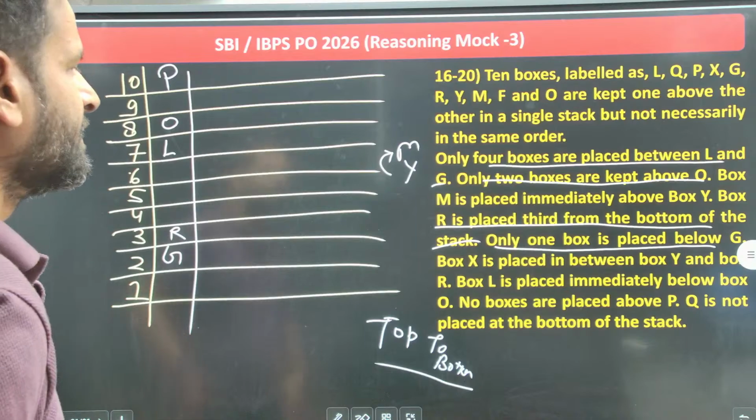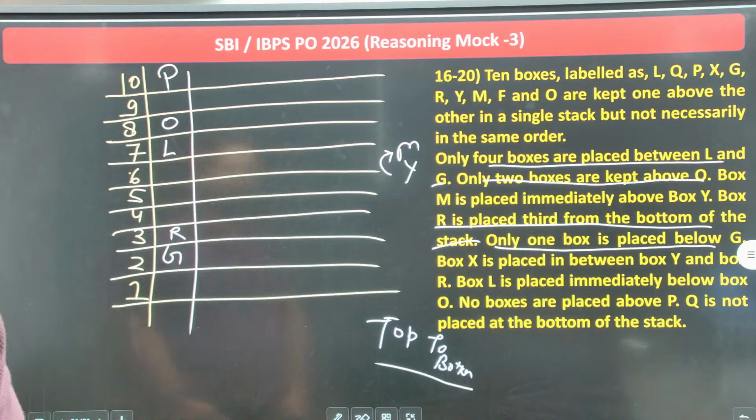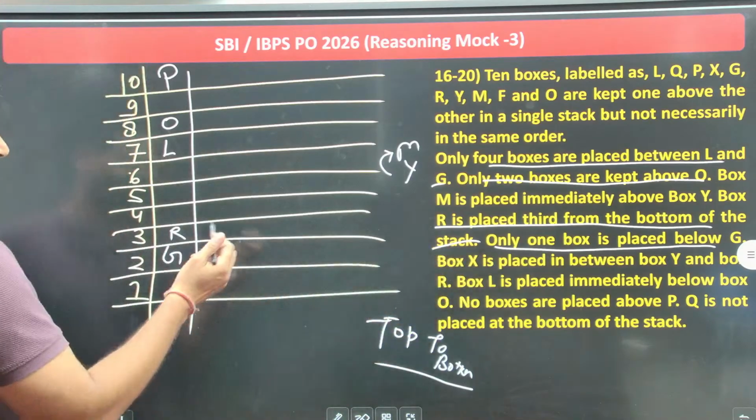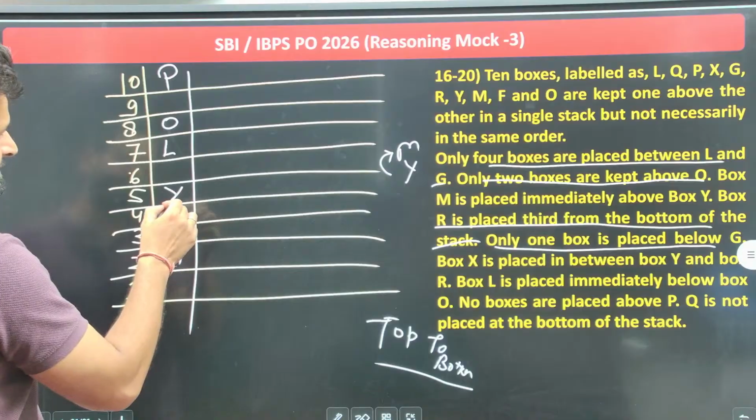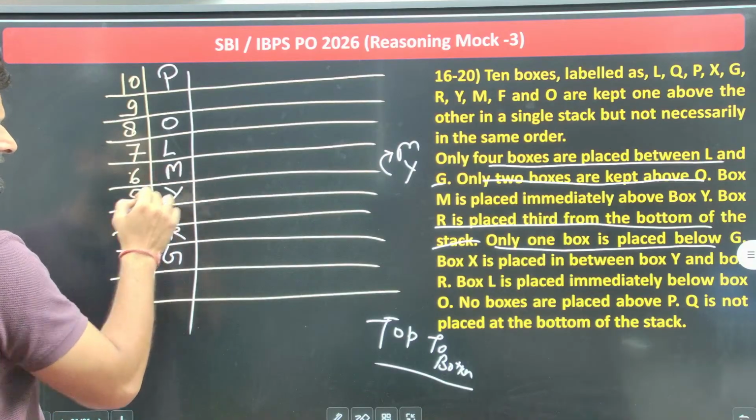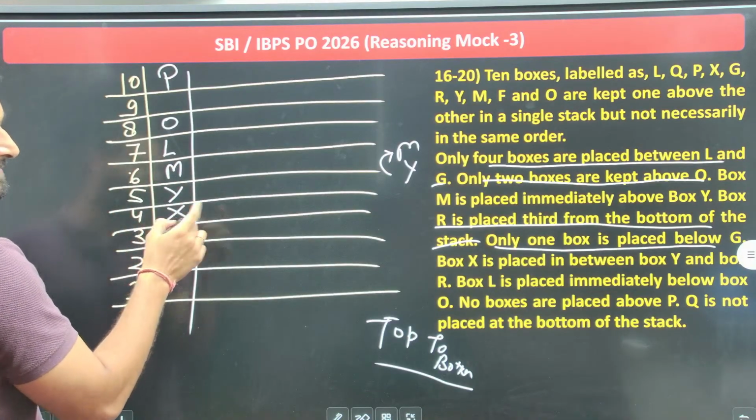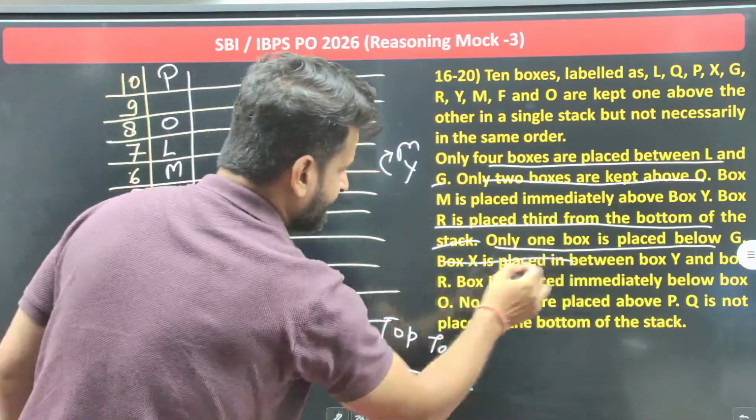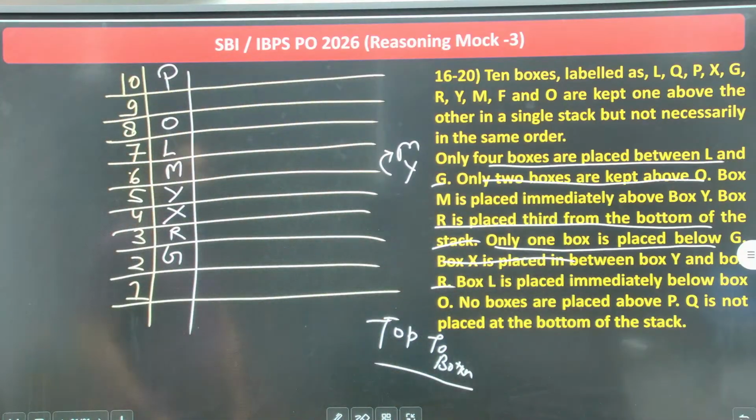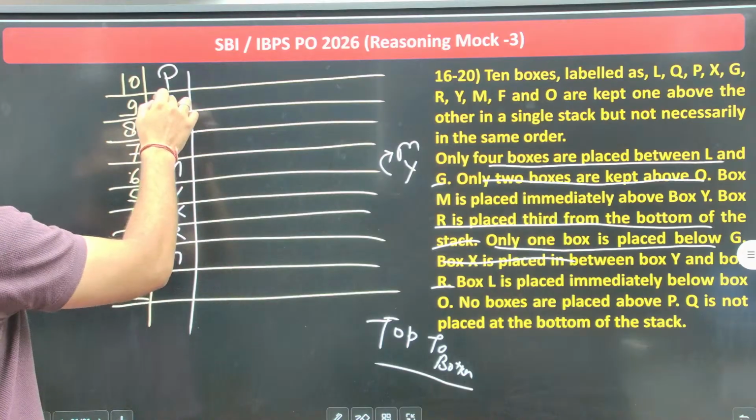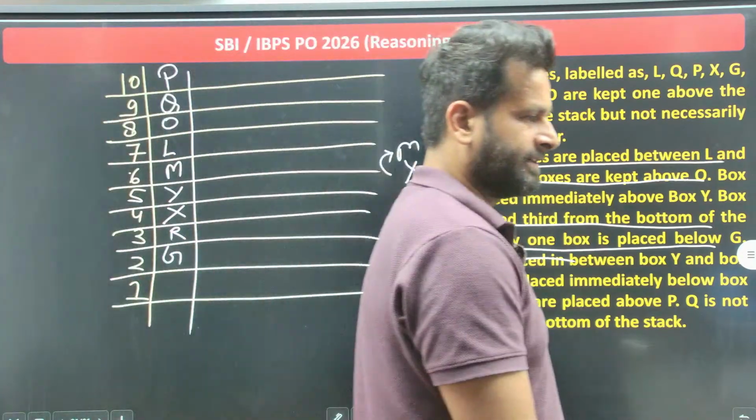Okay. M is immediate above Y. R done. X between Y and R. So I can place Y so that M can come at this place and X was placed between Y and R. This is not done. Q is not at bottom, so this will be Q. This is your arrangement. Is it right?